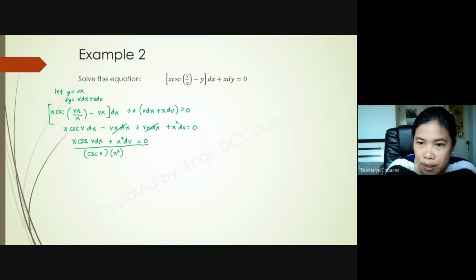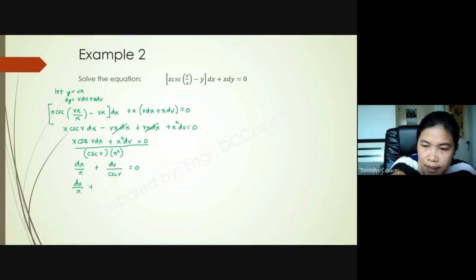And resulting now is dx over x plus dv over cosecant of v is equal to 0. And we know that 1 over cosecant is sine. So plus sine v dv is equal to 0. And now we can integrate both sides of the equation.